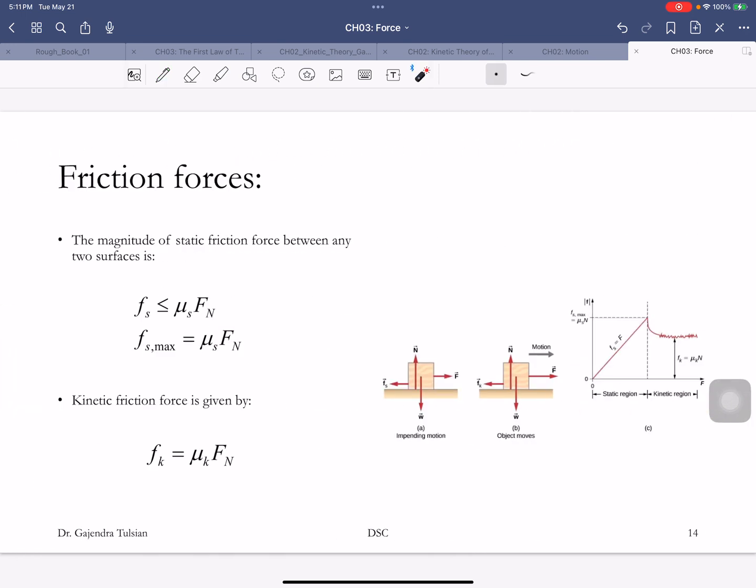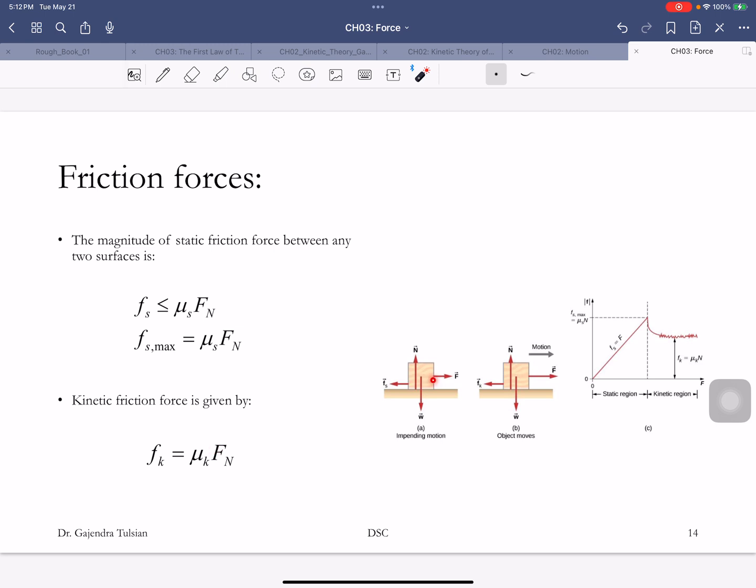All right, so this tells you the static friction force is less than this maximum value, and this maximum value is the coefficient of static friction times the normal force. So that's the maximum static friction force. The maximum static friction force is mu s times Fn. The kinetic friction force similarly is given by coefficient of kinetic friction times the normal force.